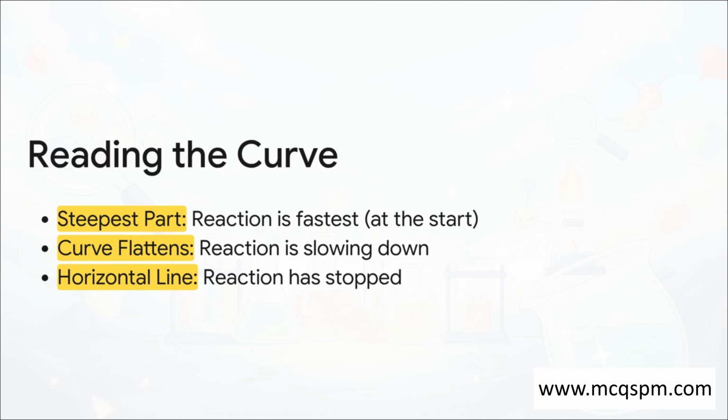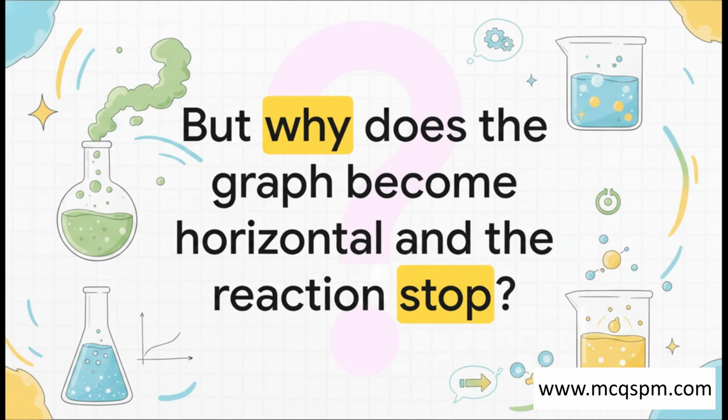Then, as the curve starts to flatten out, the reaction is slowing down, because the reactants are being used up. And finally, when that line goes completely horizontal, the reaction is over. It stopped. But that's a good question to ask yourself.